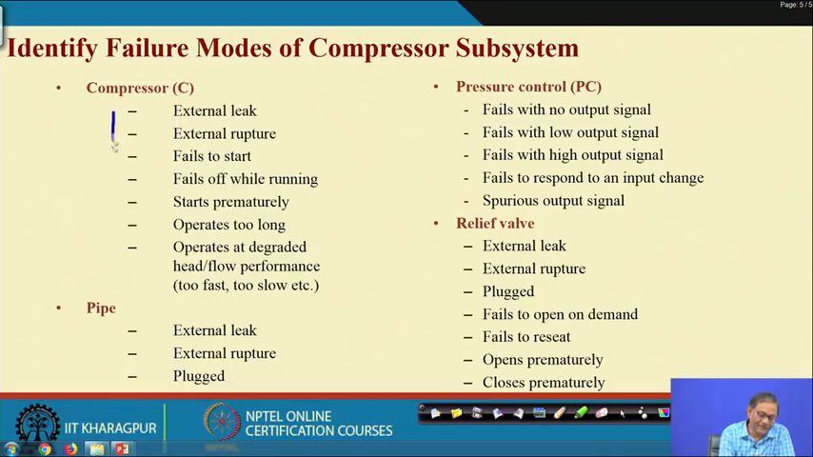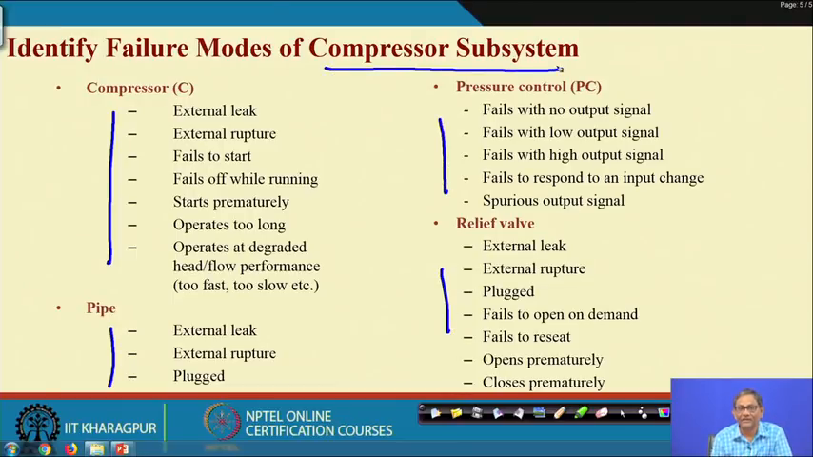This is compressor related failure modes, pipe related failure modes, control, relief valve. We have considered only the compressor subsystem, and we are considering the bottom up approach, that is the hardware approach. If we are interested only in this compressor, then how many failure modes are there? 1, 2, 3, 4, 5, 6, 7 failure modes. Okay. So, with reference to the compressor, we will show you all the calculations.